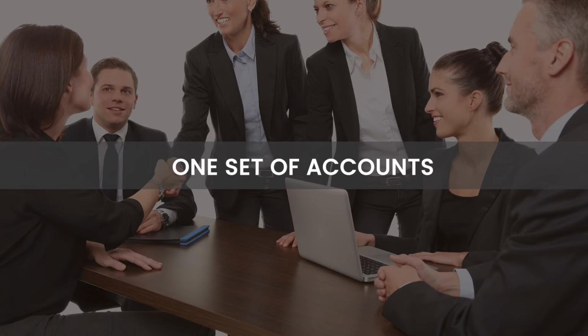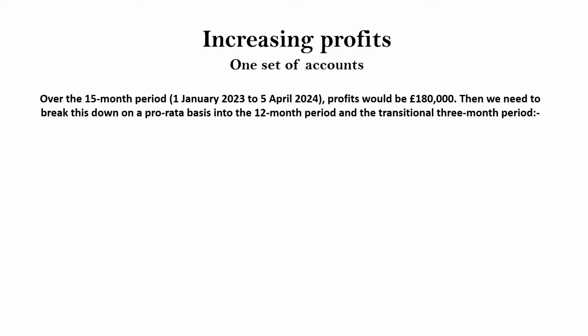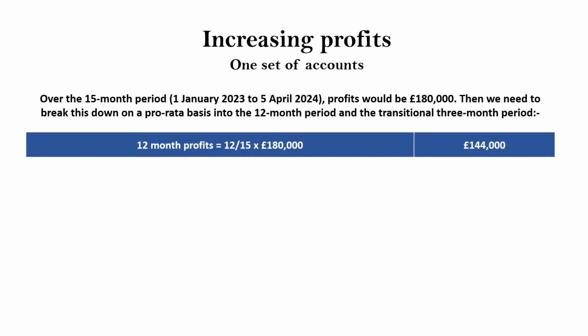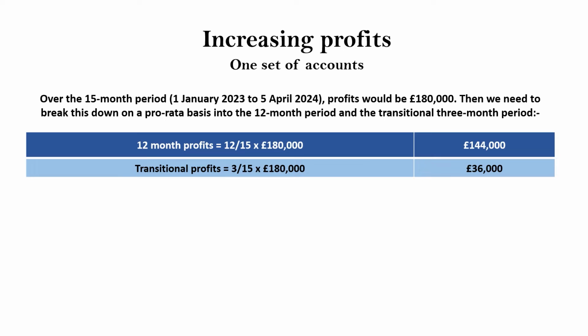One set of accounts. Over the 15-month period, the 1st of January 2023 to the 5th of April 2024, profits would be £180,000. Then we need to break this down on a pro rata basis into the 12-month period and the transitional 3-month period. 12-month profits equals 12/15 times £180,000, which equals £144,000. Transitional profits equals 3/15 times £180,000, which equals £36,000.